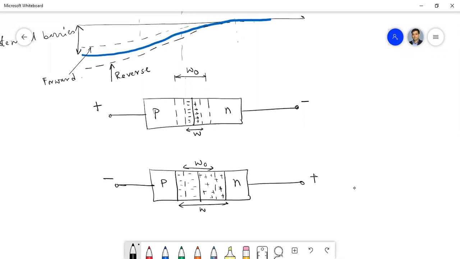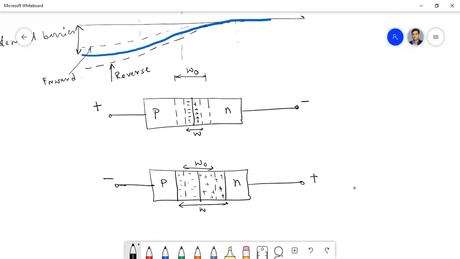Actually, there is some small current due to thermally generated carriers, so that doesn't depend on the voltage applied. Some thermally generated carriers are there, which are called the minority carriers. That doesn't depend on the voltage applied. Now, generally what happens is there is a small gradient in minority carrier densities due to this.